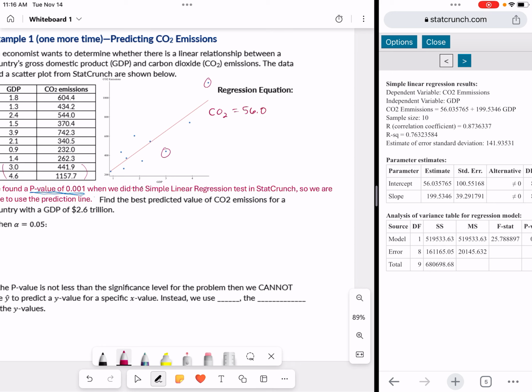So as far as StatCrunch, we've got CO2 equals 56.0. I'm going to round to one decimal place for this one, plus 199.5 GDP. And so that's actually telling us it's even better than having the y hat and the x, that our CO2 emissions are going to be 56.0, what was it, millions of metric tons, I think, plus an increase of 199.5 million metric tons for each increase in gross domestic product.